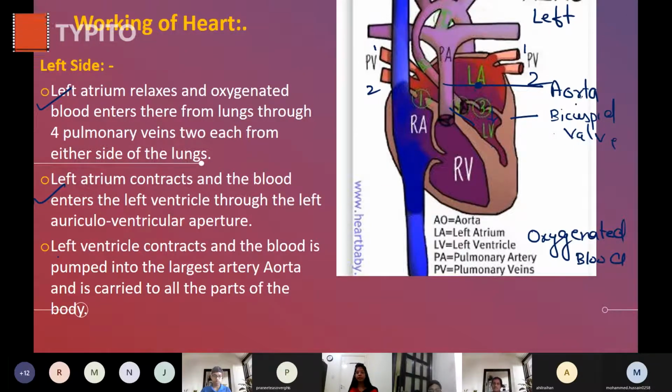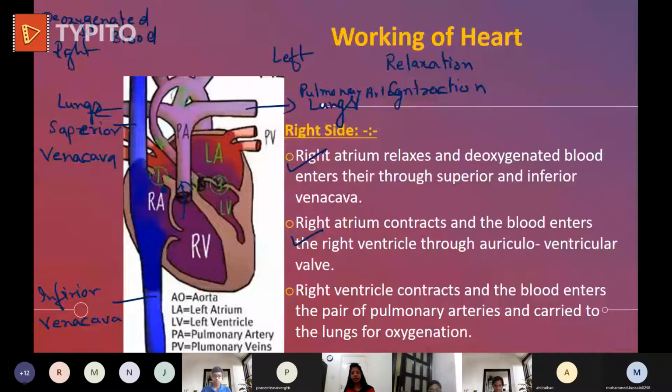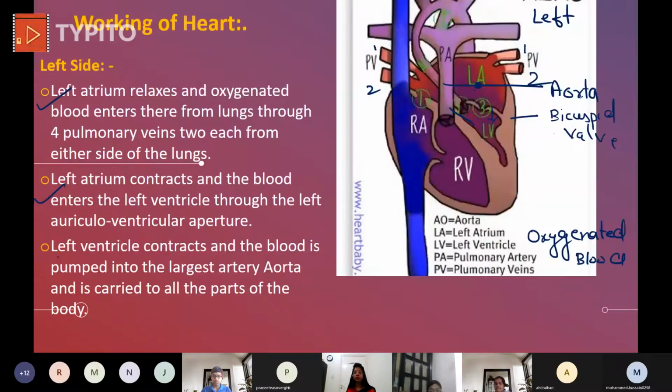Okay, aorta. Now we have discussed the right and left side of the heart. Now I am going to discuss both sides of the heart together. Actually, the heart is a pumping organ: the auricles contract, then the ventricles contract, then again the auricles contract, then the ventricles contract.